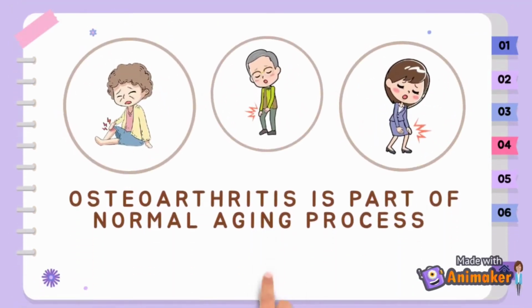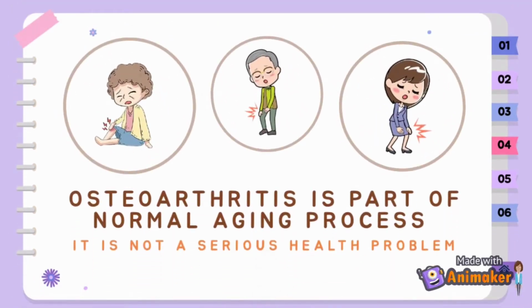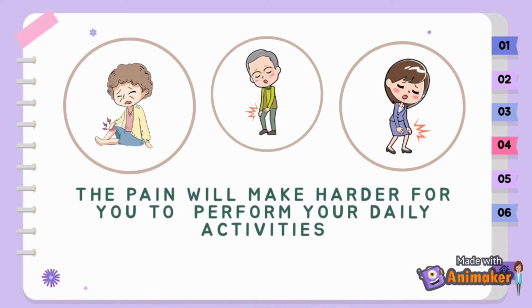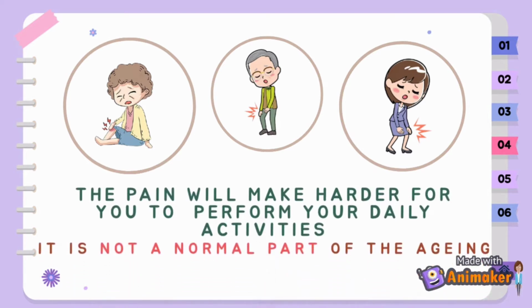Osteoarthritis is a part of normal aging process and it is not a serious health problem. Wait, this is wrong. The fact is, the pain will make it harder for you to perform your daily activities and it is not a normal part of aging.